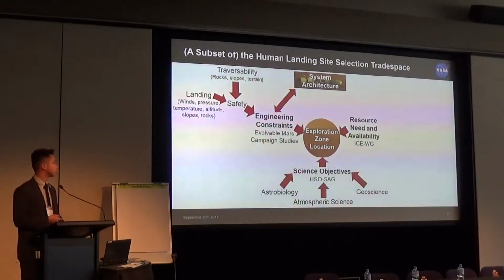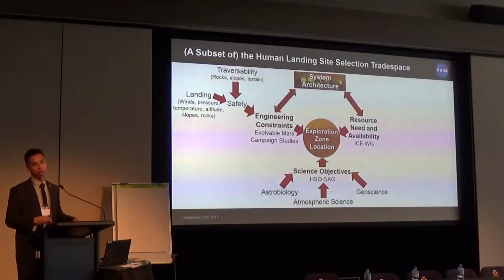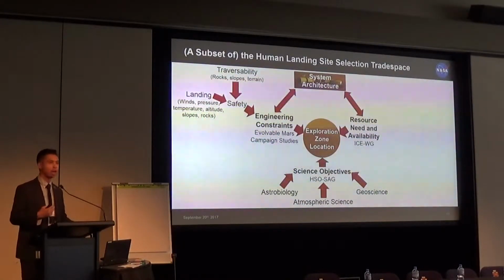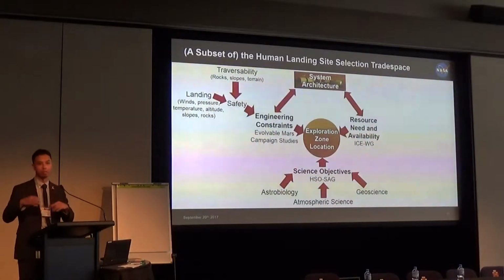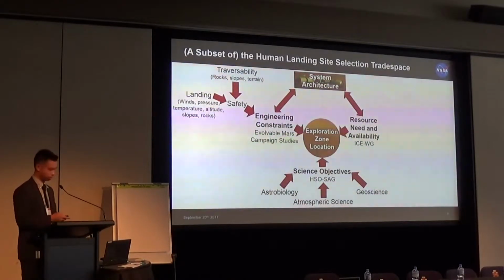On this side, the resource need and availability is very much a function of your system architecture. What does your life support system look like? How many crew? How many spacewalks are you going to go on? Because every time you go on a spacewalk, you're using water as your coolant and you're basically sublimating it to the Martian atmosphere.